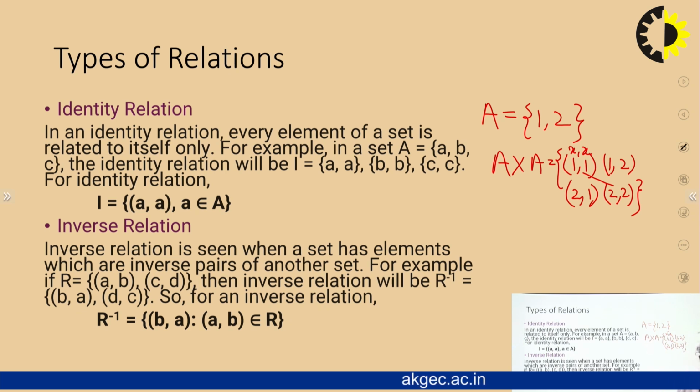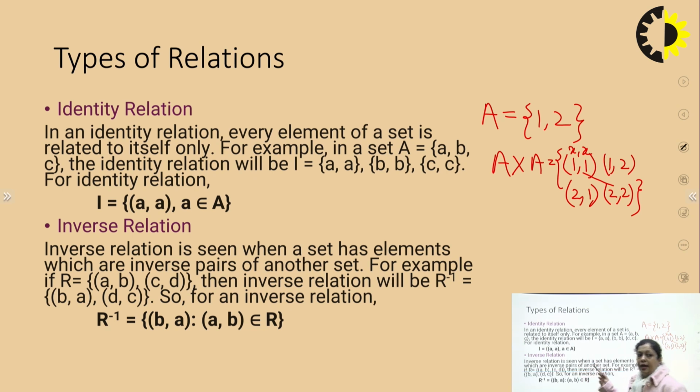So when I talk about an identity relation, it is a set which consists of only these pairs where the first and the second component are same. So my identity relation can be defined as (a, a), where the first and the second component are same for all the a which belong to the set capital A. So for this particular example, my identity relation I will contain (1, 1) and (2, 2). So this is the identity relation.